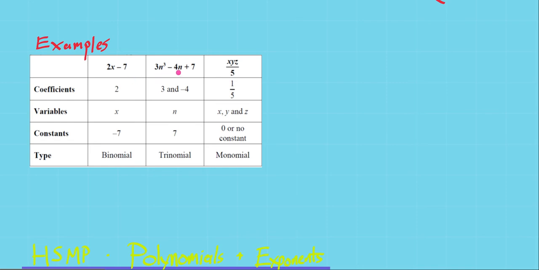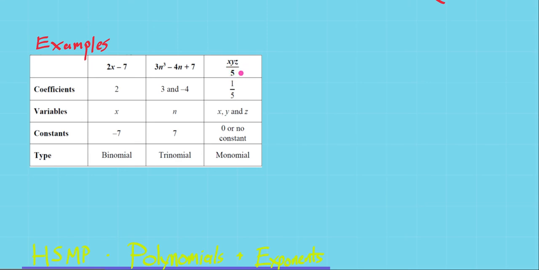For 3n cubed minus 4n plus 7, there's a 3 times an n cubed, and there's a 4 times an n, so 3 and negative 4 are our coefficients. Don't forget the signs. The only variable we see, the only letter we see, is n. There's only one constant, and there are 1, 2, 3 terms, so it's a trinomial.